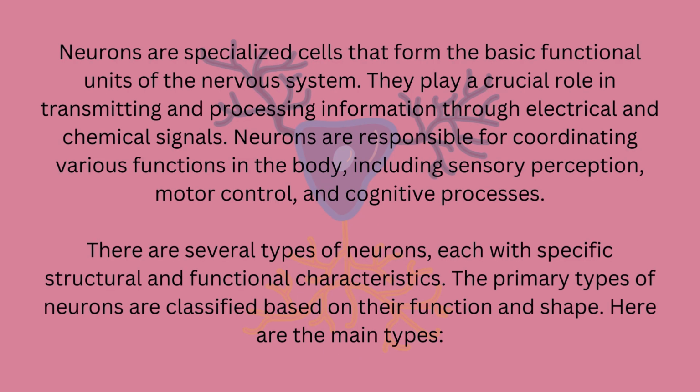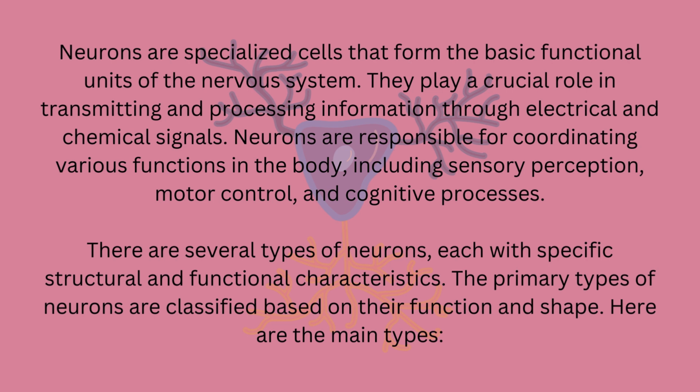Neurons are specialized cells that form the basic functional units of the nervous system. They play a crucial role in transmitting and processing information through electrical and chemical signals. Neurons are responsible for coordinating various functions in the body, including sensory perception, motor control, and cognitive processes.